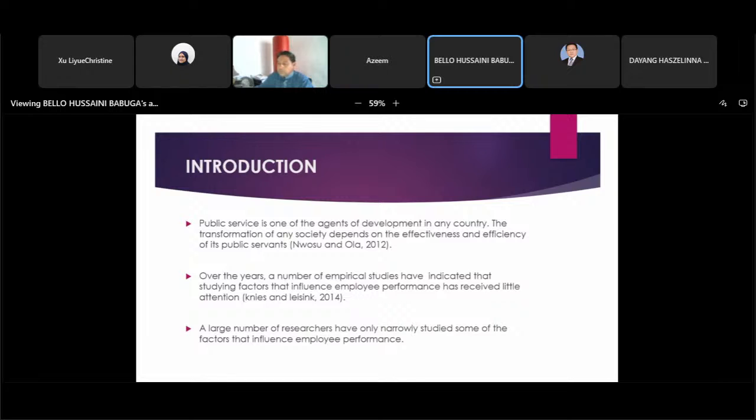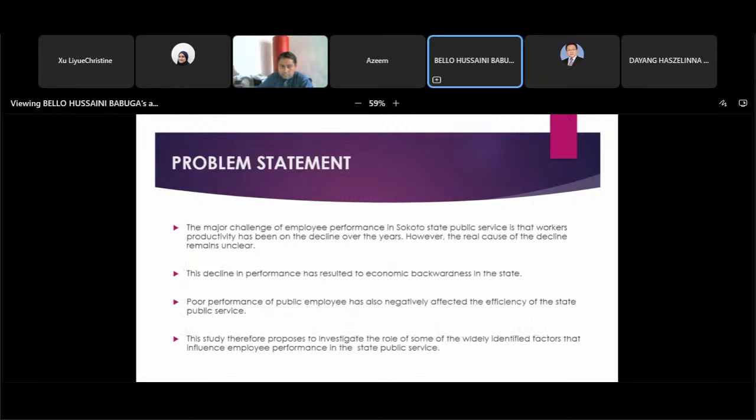The transformation of society largely depends on the effectiveness and efficiency of its public servants. Over the years, a number of empirical studies have indicated that studying factors that influence employee performance has received very little attention. A large number of researchers have only narrowly studied some of the factors that influence employee performance.